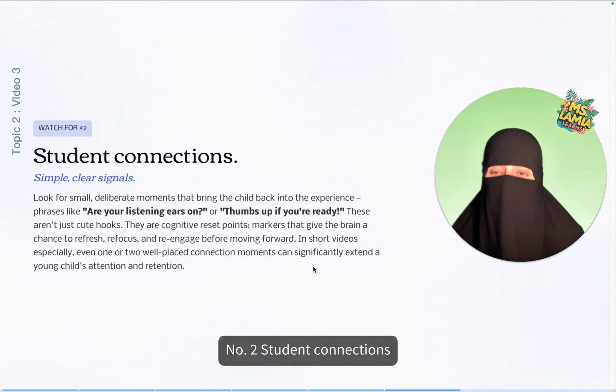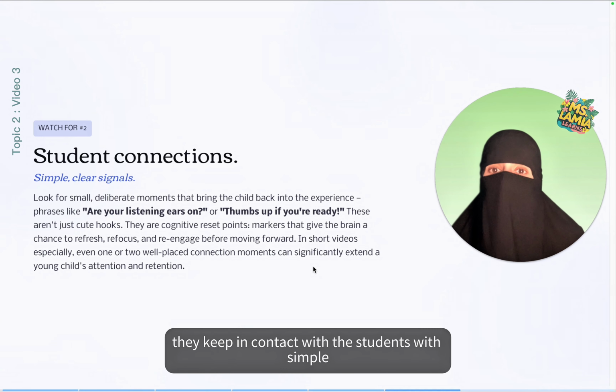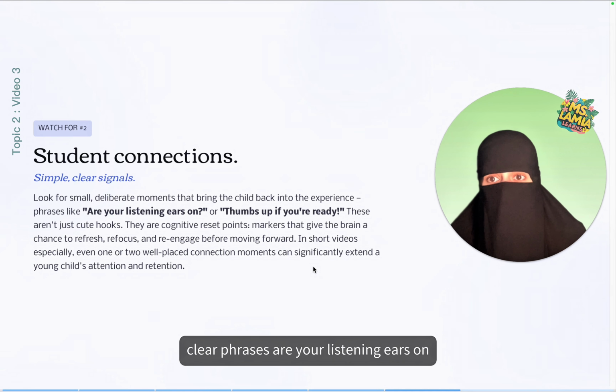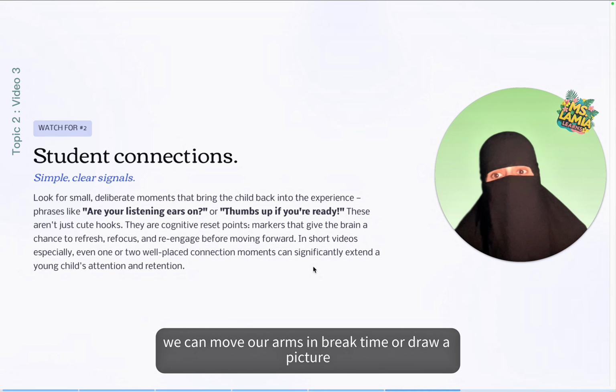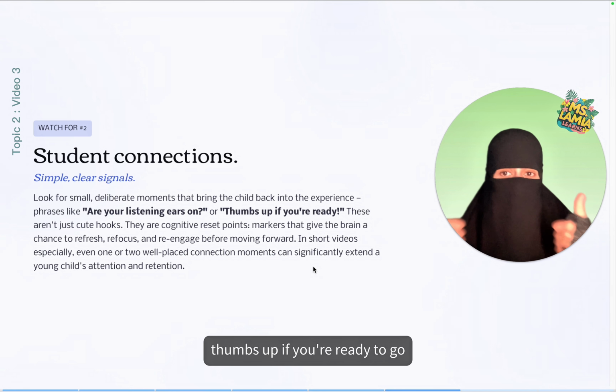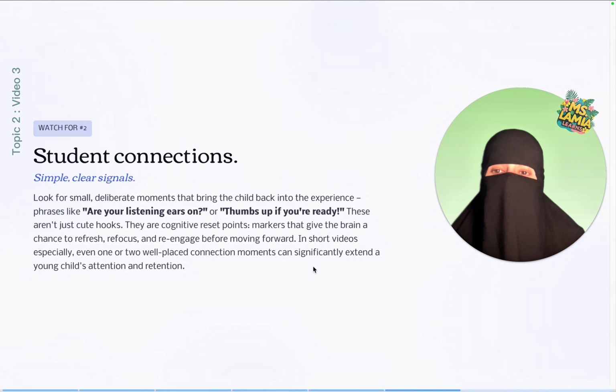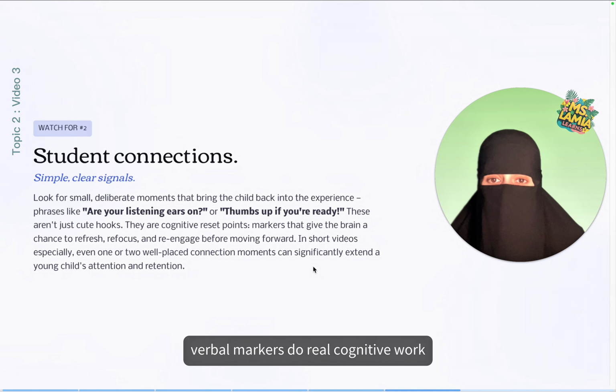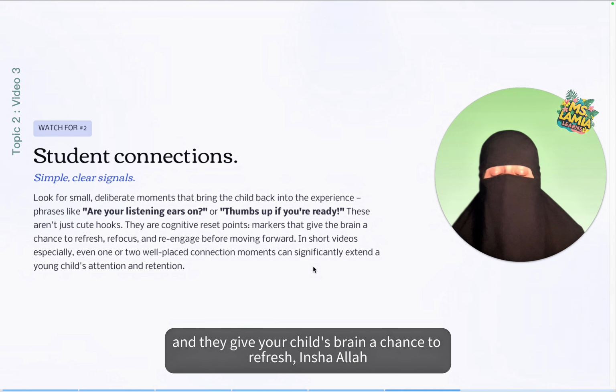Number 2, student connections. We see as the teacher shifts, they keep in contact with the students with simple, clear phrases. Are your listening ears on? We can move our arms in break time or draw a picture. What do you think? Practice time. Thumbs up if you're ready to go. Verbal markers do real cognitive work and they give your child's brain a chance to refresh, insha'Allah.